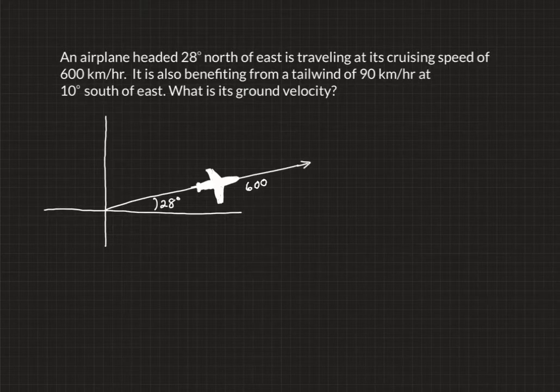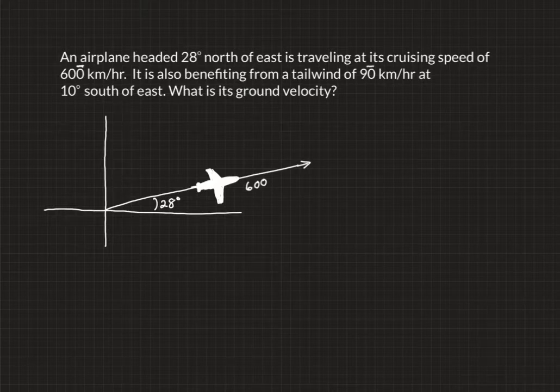Now, for starters, I'm going to go back into the original problem, and I'm going to tell you that 600 kilometers per hour, that last zero, is significant. I'm going to use your notation that the book uses. And that final zero on the 90 kilometers per hour is also significant. But there's the airplane. Where is the tailwind?